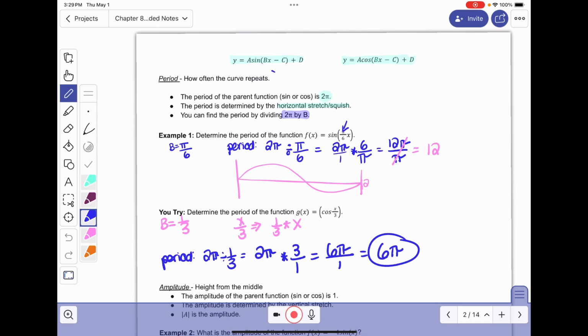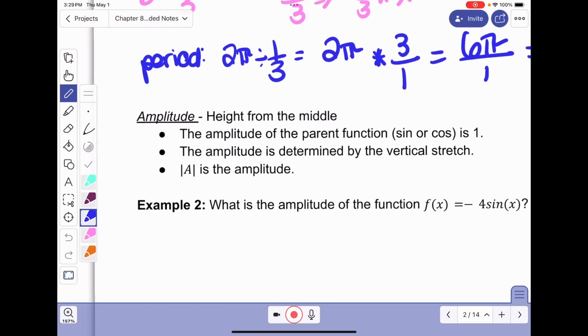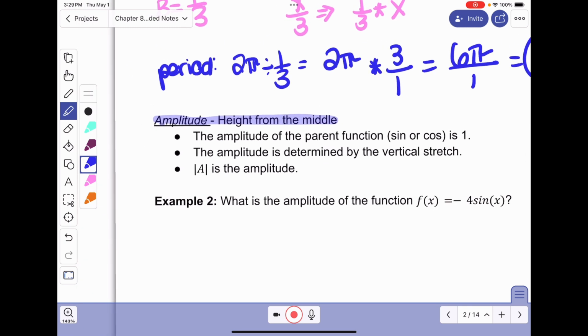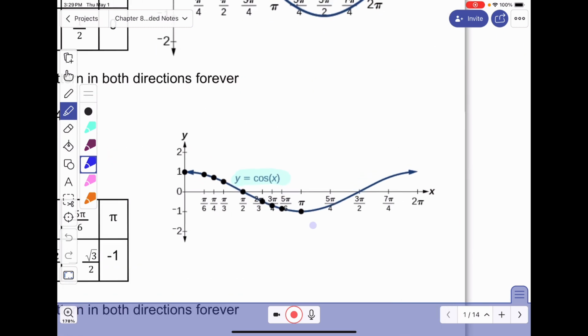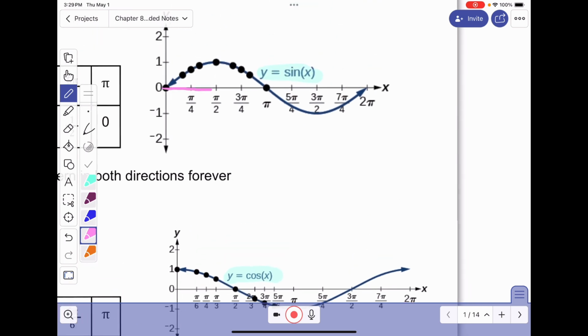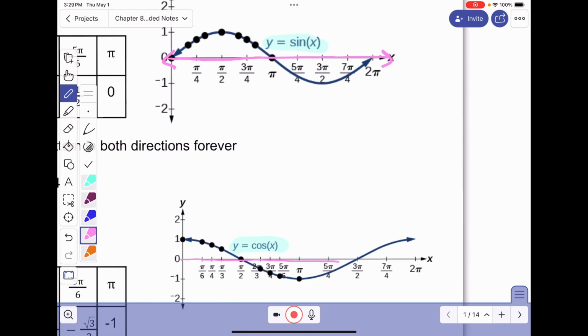So that's how you figure out how often you repeat. The amplitude is another word for the height. On these graphs, they have what's called a midline. The line that goes through the middle of the graph, on the parent function 0, is the midline, same distance below as above.